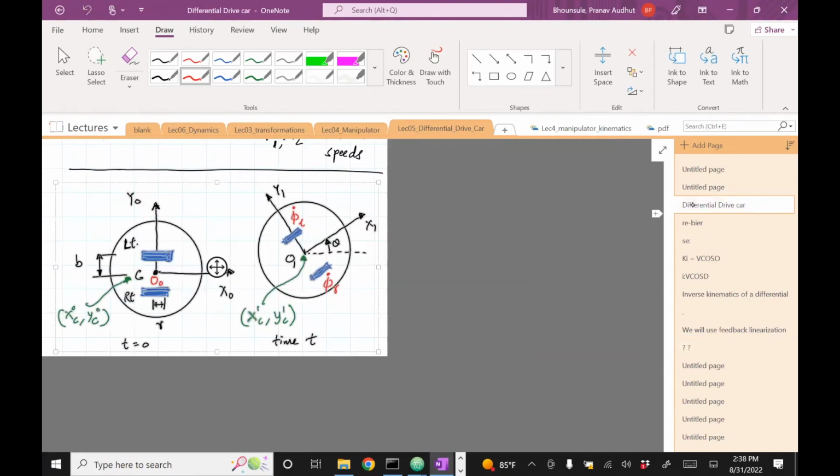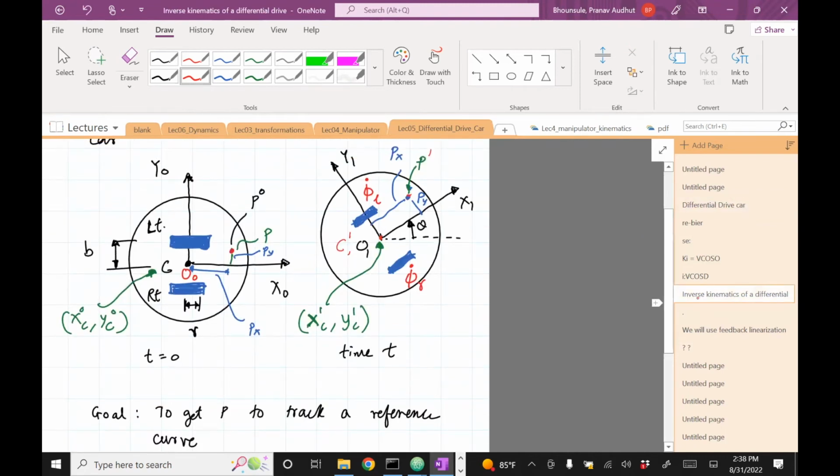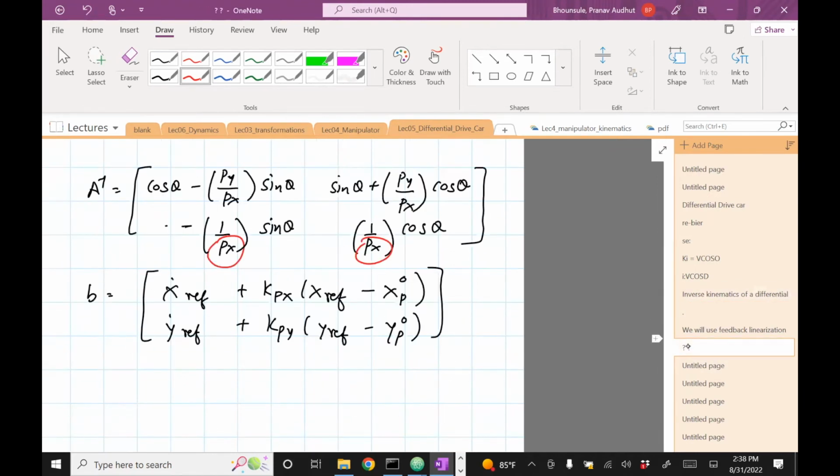What that means for the differential drive car is that if you put P here, you can have py equal to 0. So you can put this point over here. It should not be a problem. But if you move this point anywhere on the y-axis, then you'll see that this A inverse will become infinity, and then you will not be able to get a solution.